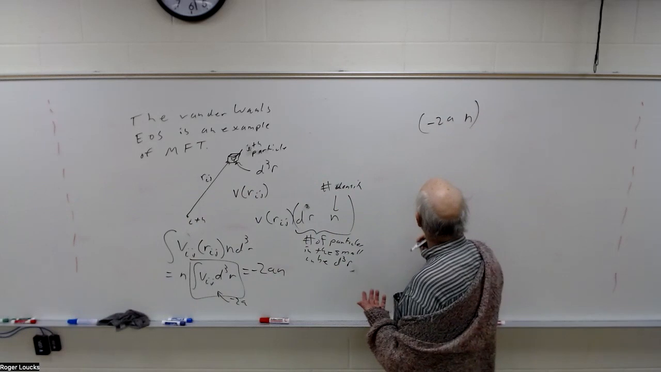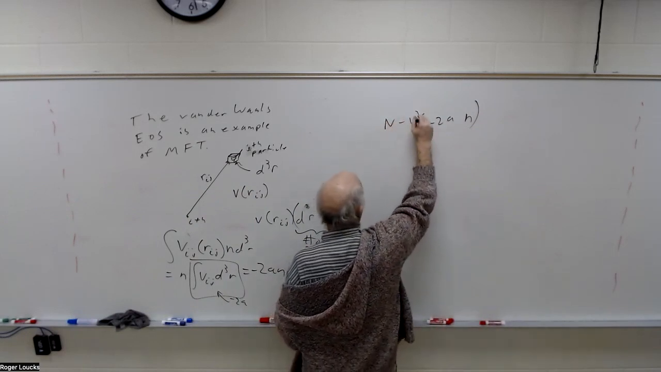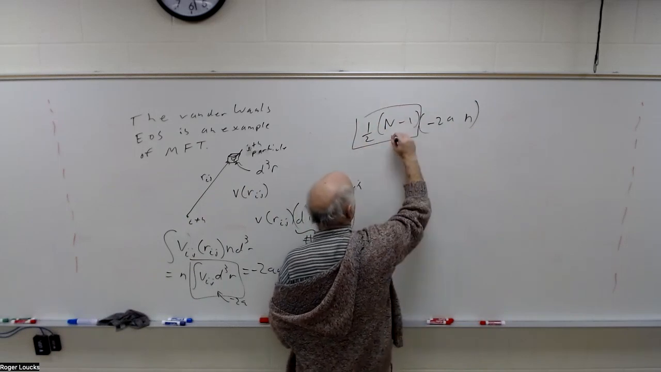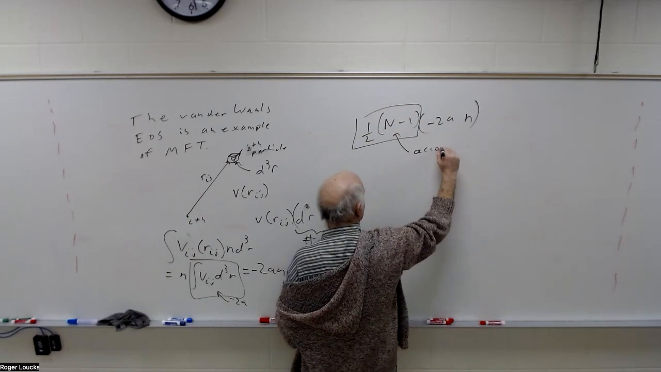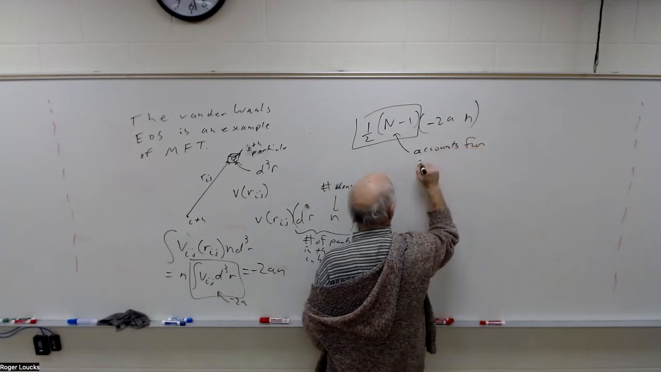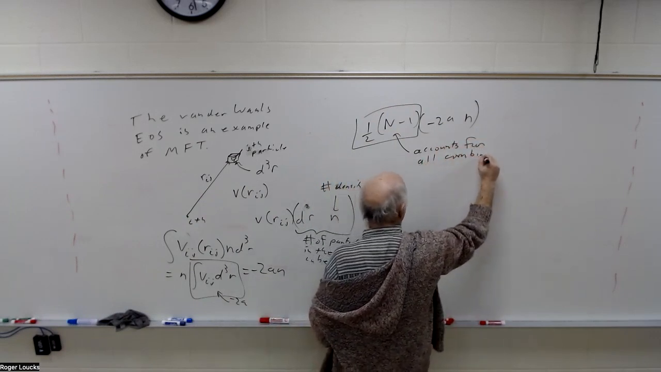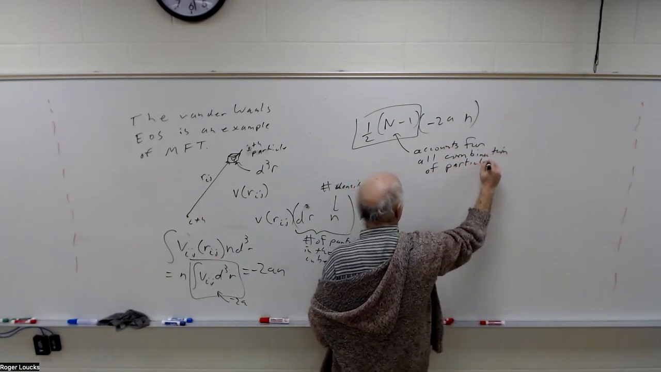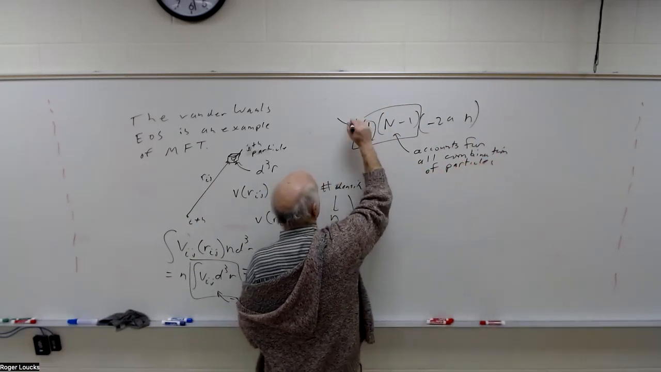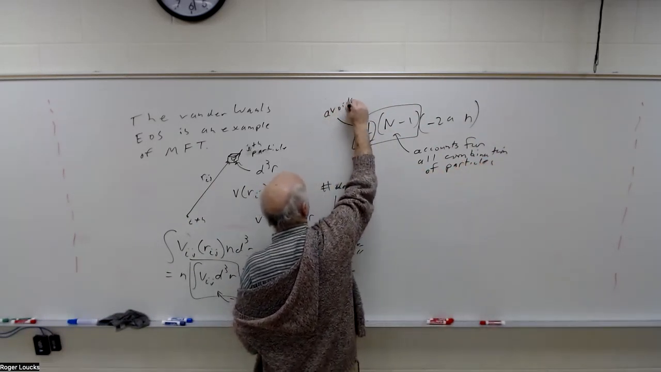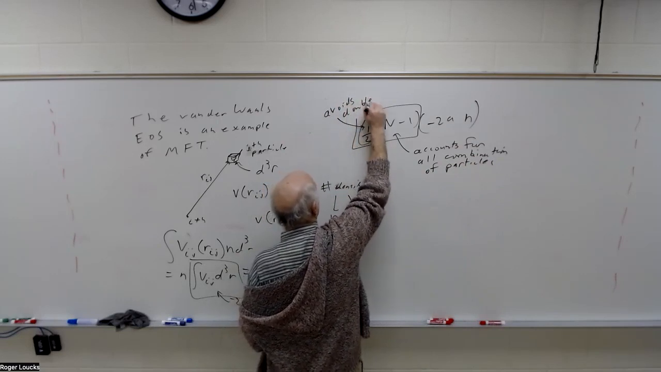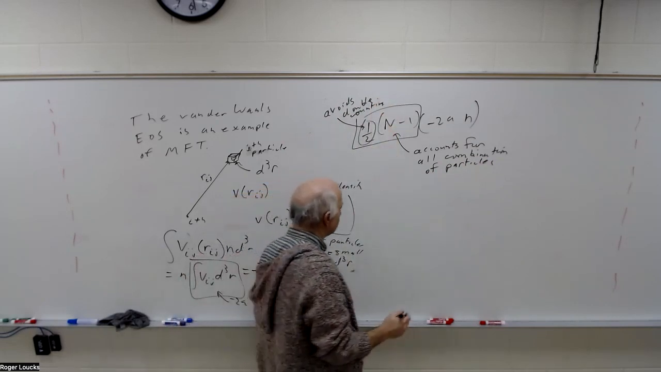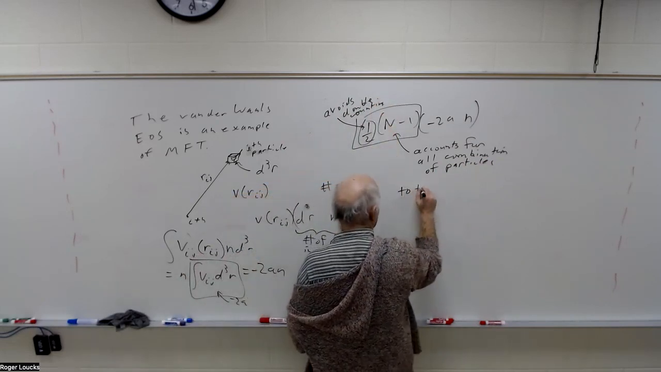Now we have to account for all the pairs. And so we have minus n minus one other pairs. We can overcount, so we can have this. So this factor here accounts for all combinations of particles. And this 1/2 here is to avoid double counting. That's what this gives us. It gives us the total interaction energy.